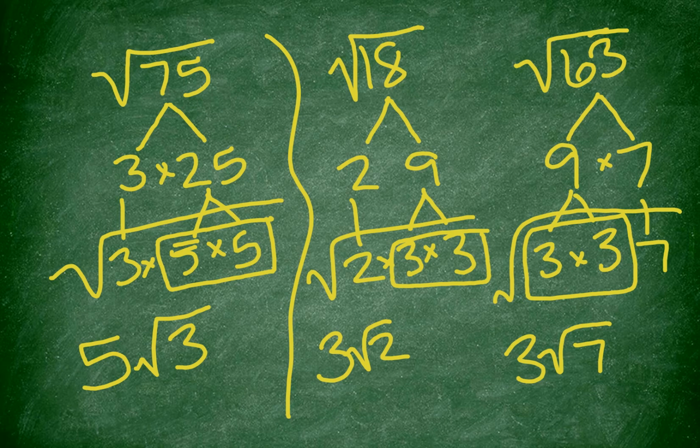Okay, so I do want to show you what happens. I'm about to clear this, so if you need it, pause it. What happens if I have one that has a number in front? So this time I've got 4 square root 32.